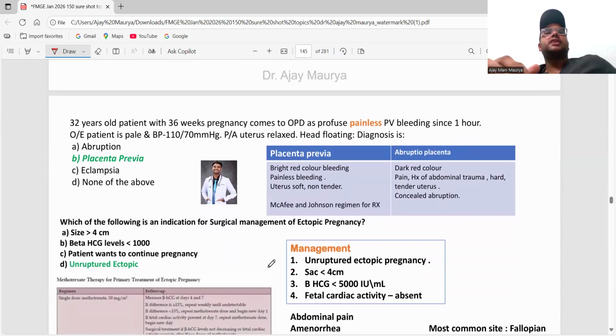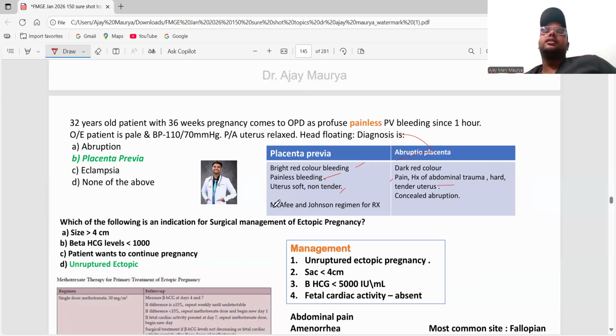So next one, this is the case of placenta previa and abruptio placenta. Remember, in placenta previa, there is bright red color bleeding. There is painless bleeding, uterus soft and non-tender. But in abruptio placenta, this is the dark red color bleeding, pain, history of abdominal trauma, and hard tender uterus.